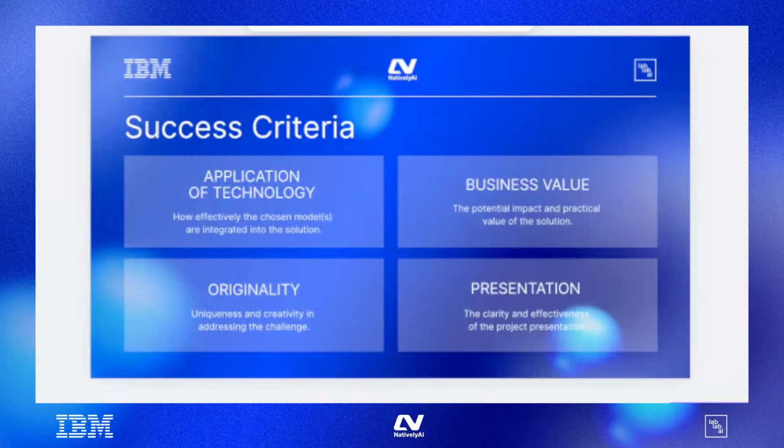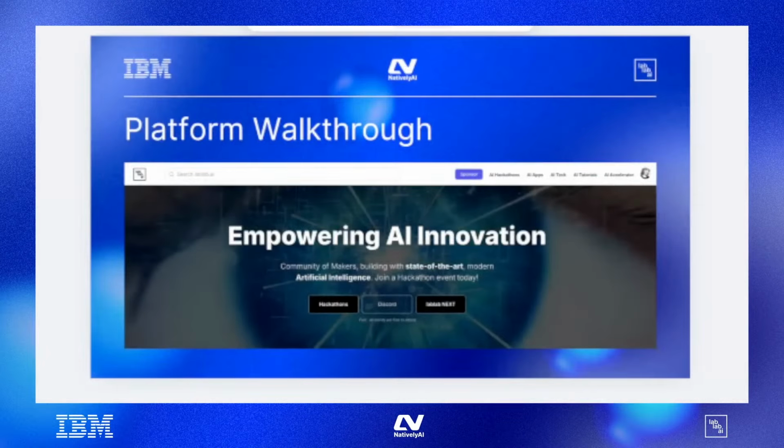Then there's originality, so you can really go creative. And then the final part is the presentation. So remember that even if you can build an amazing project and you cannot present it in the best way, then you actually lose a lot. So, there's the skills, there's the agent that you built itself, and then how well you can actually present your solution. And now, time for the platform walkthrough.